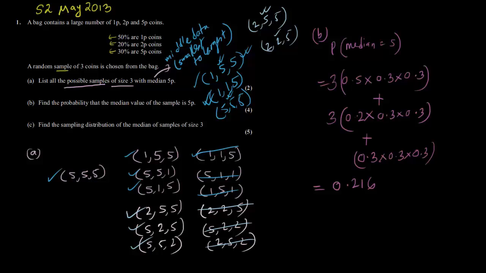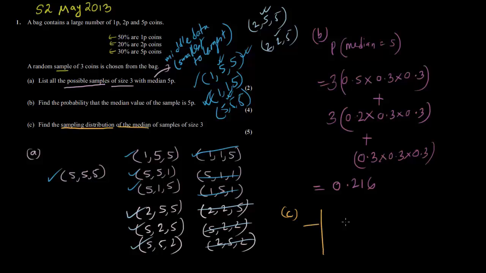The next question is, find the sampling distribution of the median of samples of size 3. Now, sampling distribution is basically a probability distribution where you have the random variables on one side and the probabilities of corresponding random variables on the other side. So, sampling distribution of median means that the random variable is a sample and that sample is the median of the sample. So, it would look like something like this.